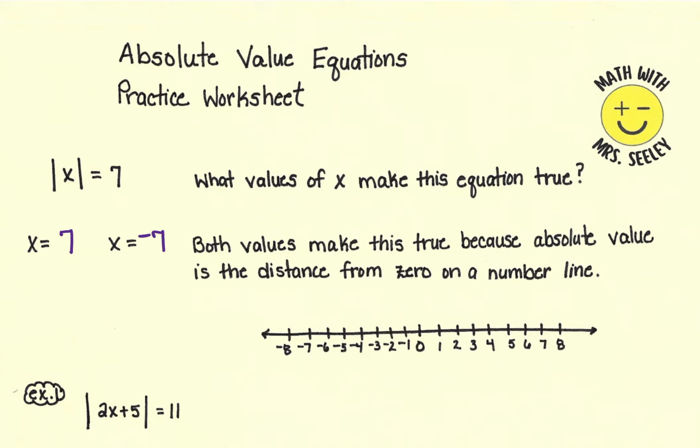The reason is because absolute value is distance from 0 on a number line. And I know that 7 is 7 units from 0 on the number line, and -7 is also 7 units from 0 on the number line, because 7 and -7 are both 7 distance from 0. Both answers make this true.